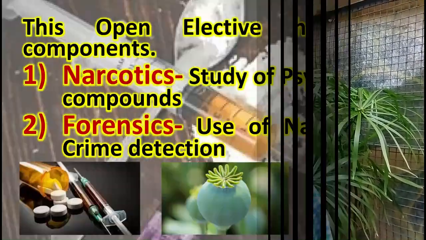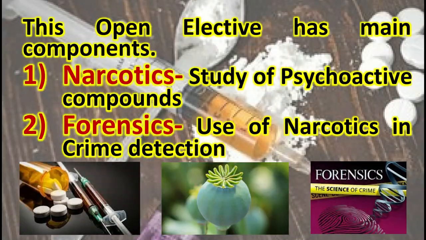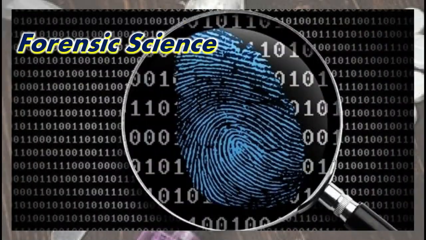This open elective course on narcotics used in forensics has two major components. One is narcotics, in which we will study the various aspects of narcotics, whether it is the production of narcotics, the use of narcotics, the effect of narcotics, or the mechanism of action of narcotics on human bodies. The second component of this open elective is forensics. Forensics is a branch of science dealing with crime detection.